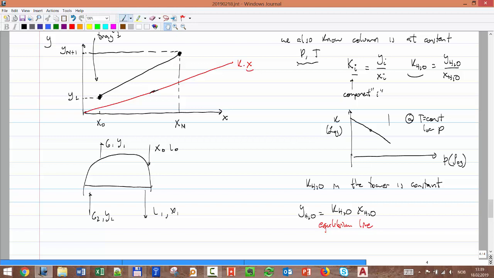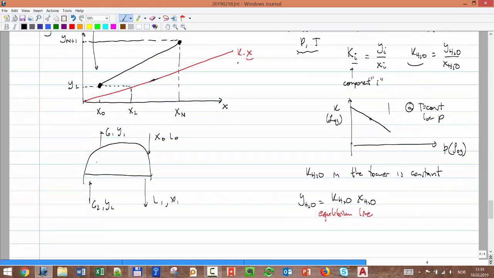So here in this plot, I have Y1. So where is going to be X1? It's in equilibrium, right? So I just have to move to the line of equilibrium, and here I will find X1. I have Y1, I have the K, and then I can calculate X1 with no problem. So that will be the liquid that is coming out of the first tray.